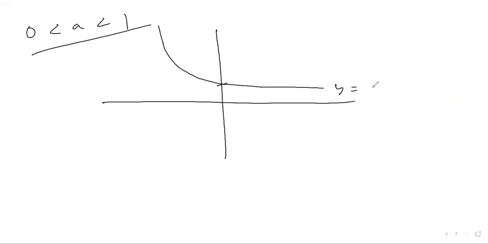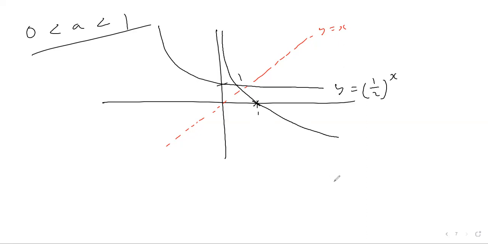So it's going to be something like this. Let's say that's y equals a half to the power of x. Reflecting this over the mirror line, y equals x, gives our inverse function. So this point is going to go over there at 1, getting a coordinate of 1. The graph is asymptotically approaching 0. It's going to go in this direction, cross through there, and asymptotically approach like that.